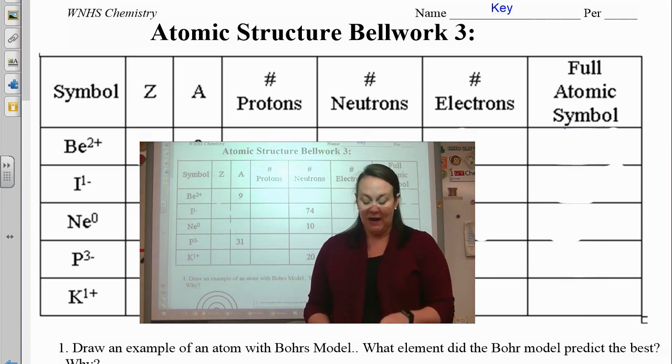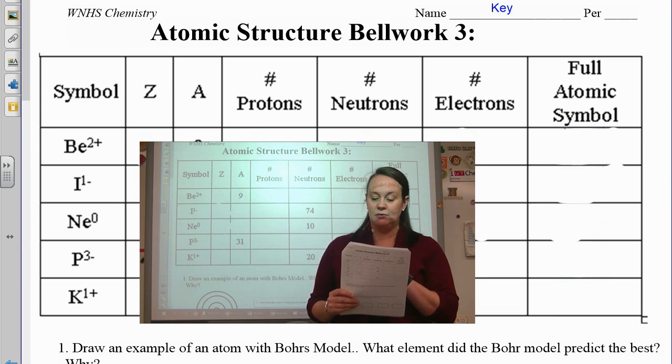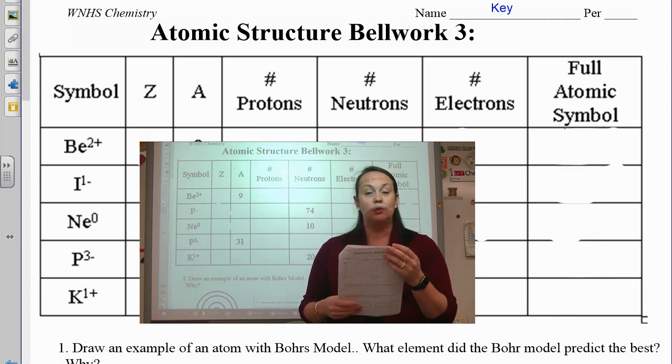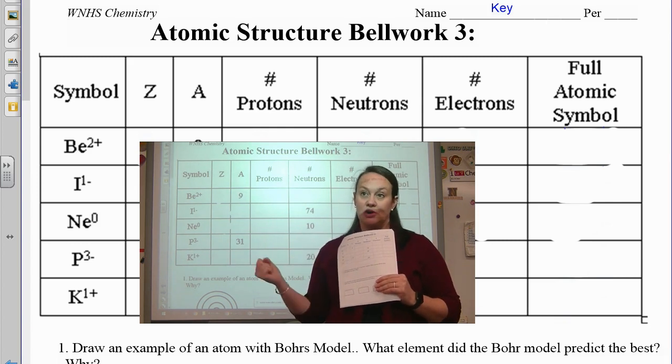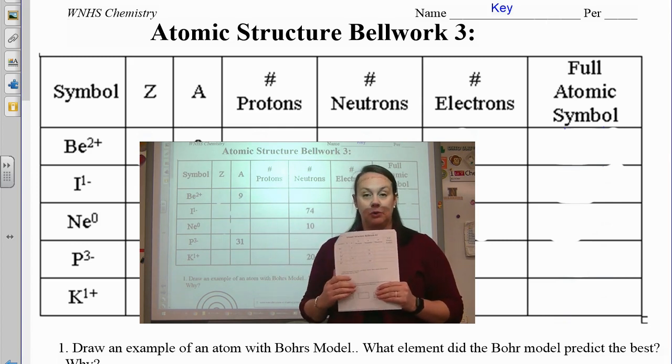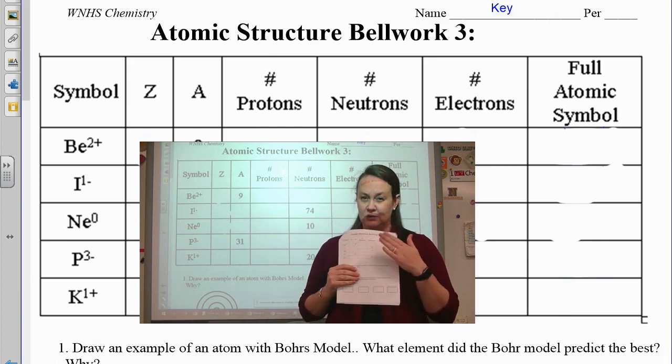And then I happen to have more practice, as more is always better. Atomic Structure Bell Work number 3. So let's have you guys turn to that. You can do worksheet number 2 if you would like, and check the key. You will have to be able to do these types of protons, neutrons, electrons, all that kind of good stuff, charge, full atomic symbol. You'll have to be able to do all that for the quiz on Friday and then for the test. So this never goes away.